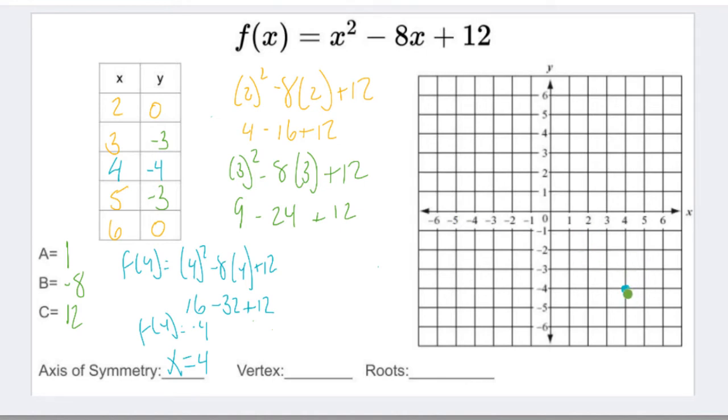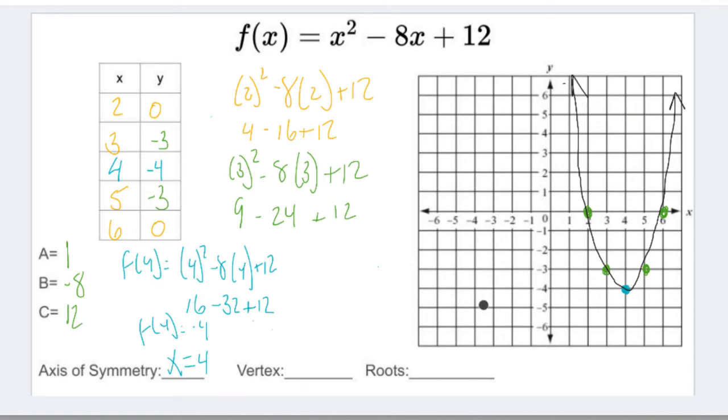So 4, negative 4. Then 3, negative 3. It's also 5, negative 3, because remember, it's symmetrical. Then 2, 0, and also 6, 0. So when you draw the parabola, it doesn't go straight up from here. It curves. It's also not a V shape. It's a curve. So there's your parabola.